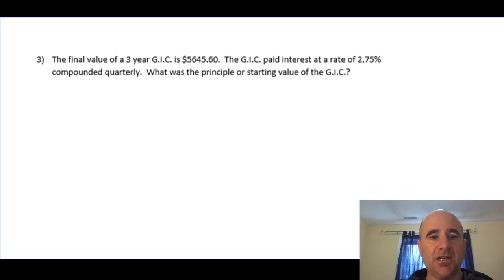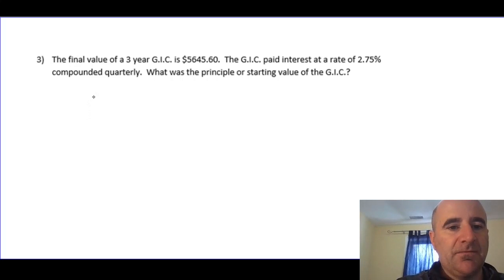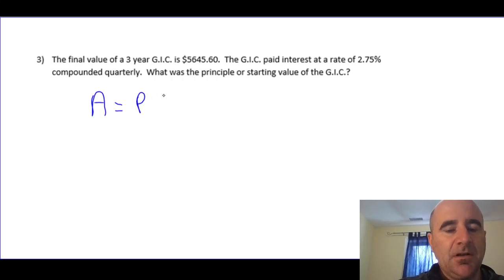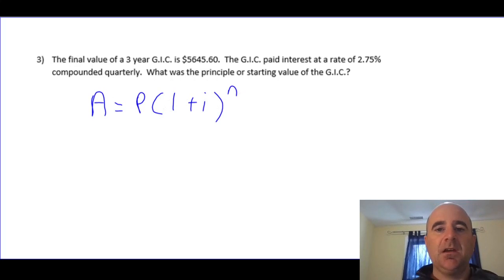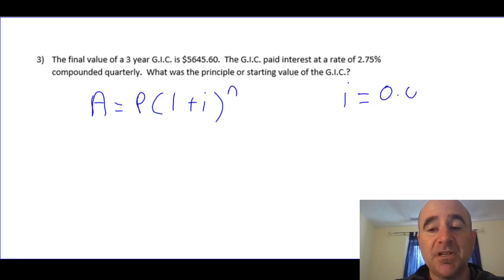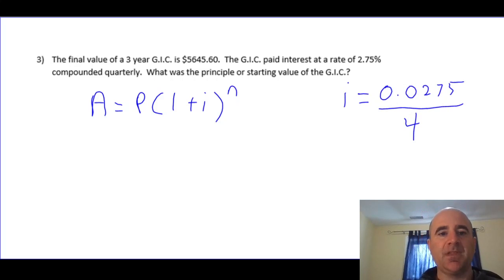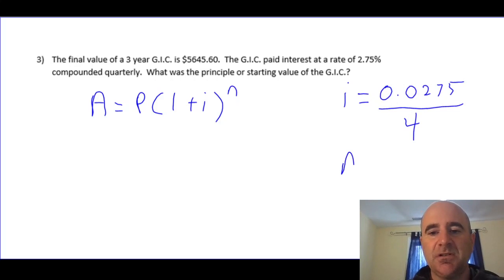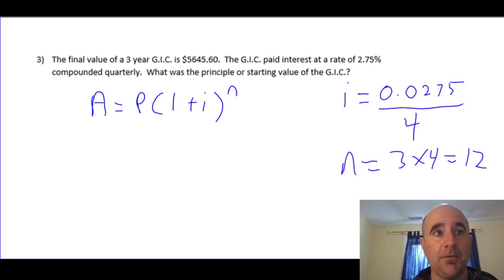Last example in this short lesson, we have a 3-year GIC, and this time we actually have the final amount of the GIC, not the starting amount. So in this case, that's actually the principal that we're given. We're told the interest is 2.75% compounded quarterly. So as soon as I see compounded quarterly, I know that this 2.75% is always going to be divided by 4, because quarterly is 4 times a year. And in this case, it's for 3 years, but we get interest 4 times a year. So 3 times 4 is 12. We call them compounding periods. So whenever I work with the formula, I need the correct values of I and N there.